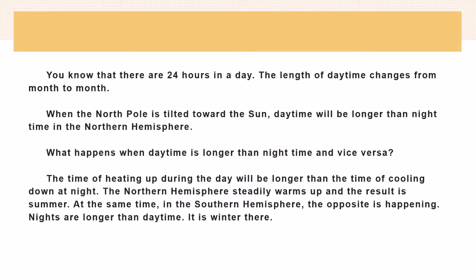You know that there are 24 hours in a day. The length of daytime changes from month to month. When the North Pole is tilted toward the Sun, daytime will be longer than nighttime in the Northern Hemisphere. What happens when daytime is longer than nighttime and vice versa? The time of heating up during the day will be longer than the time of cooling down at night. The Northern Hemisphere steadily warms up and the result is summer.